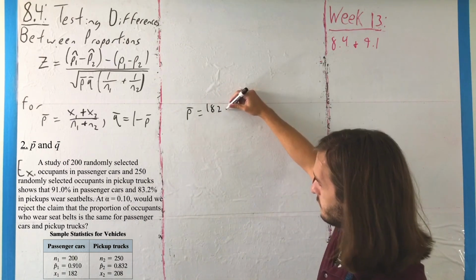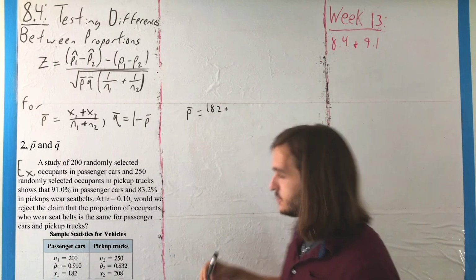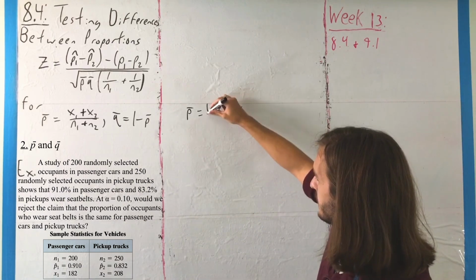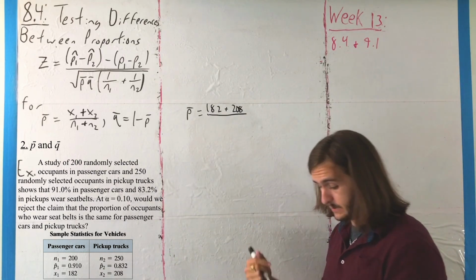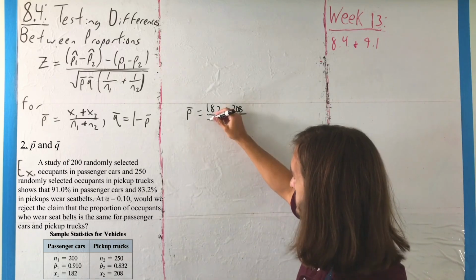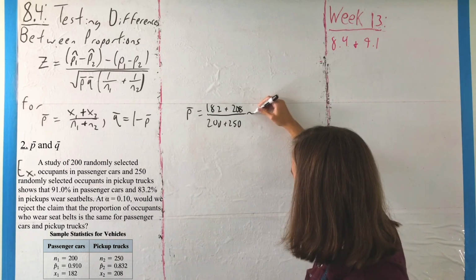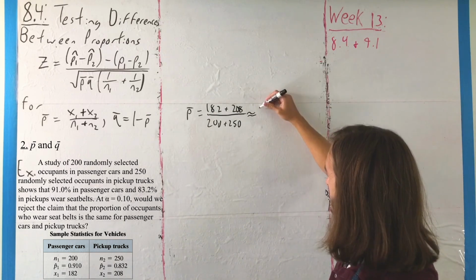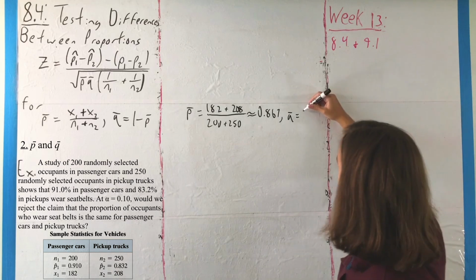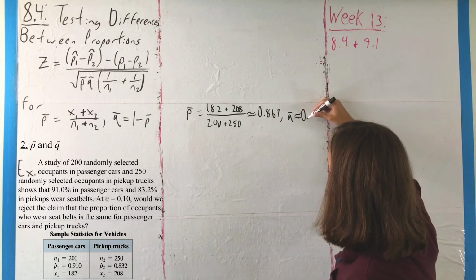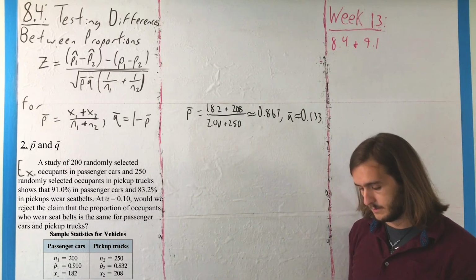approximately 182 people for x1. Then for x2, you take that 83.2, multiply that by 250, and you get something like 208, where rounding is a little picky here, so you may get a little off, but just be careful with that. You should get something in that neighborhood. Anyway, once you have those numbers, then you also take n1, n2, so 200 and 250, and you'll get that p-bar is approximately 0.867, so q-bar, its complement, is going to end up being approximately 0.133.